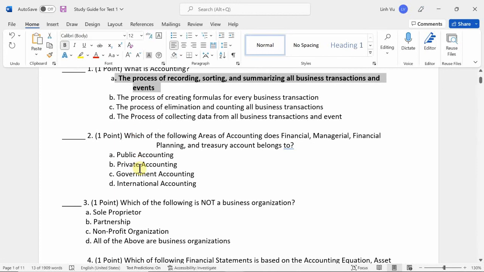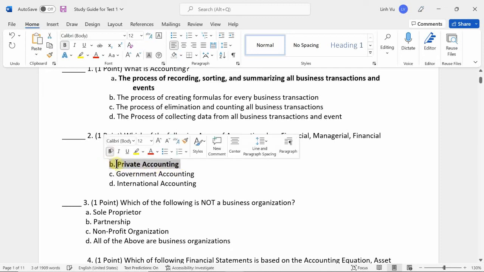Okay. Number 2, which of the following areas of accounting do financial, managerial, financial planning, and treasury accounting belong to? B. Yes, private accounting, right? These are all things that are done on a smaller scale.